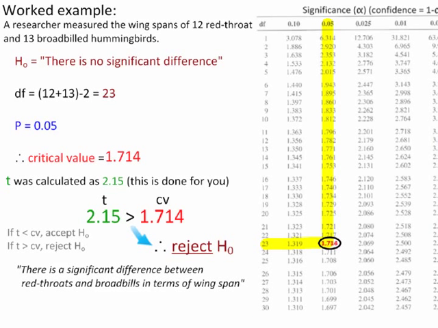T was calculated, this was given for you in the example, as 2.15. Therefore 2.15 is bigger than 1.714, so because t is bigger than the critical value, we have to reject the null hypothesis. Therefore, there is a significant difference between red-throats and broad-bills in terms of wingspan. One group has a bigger wingspan than the other group. They are definitely different.